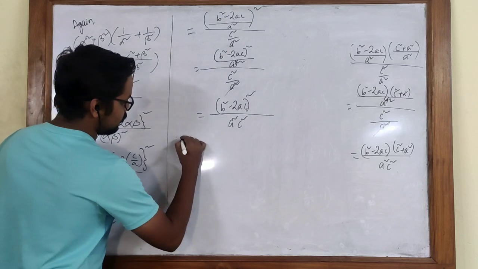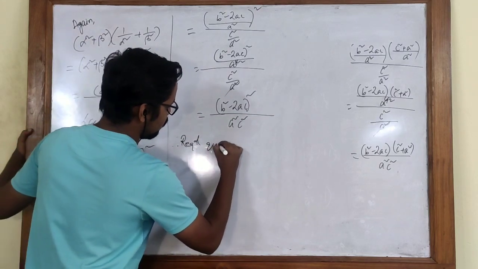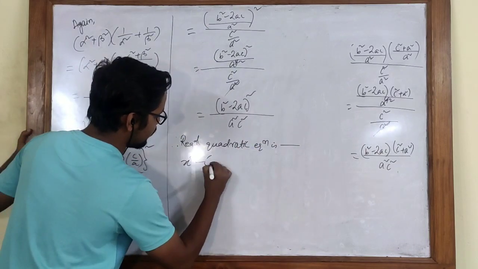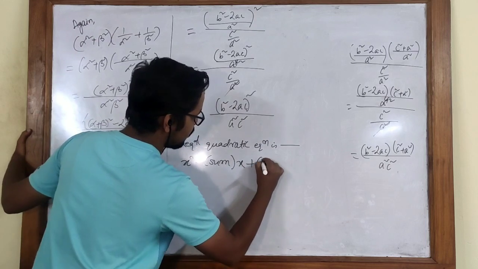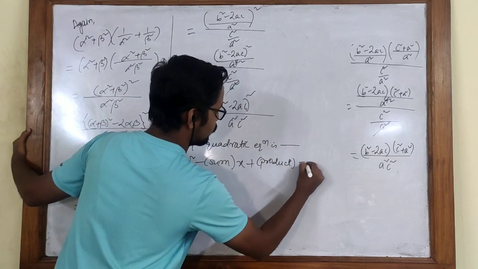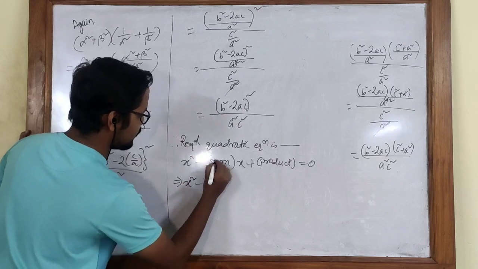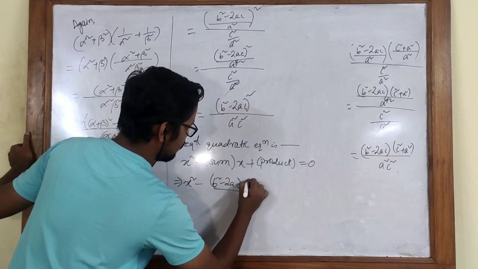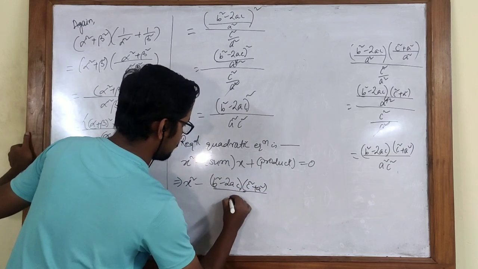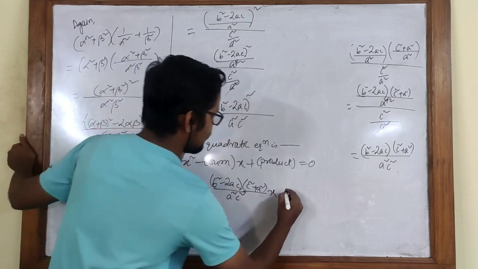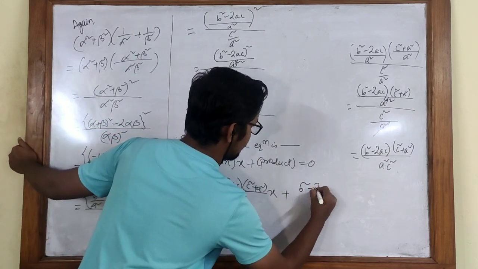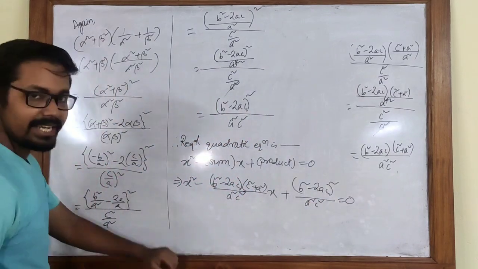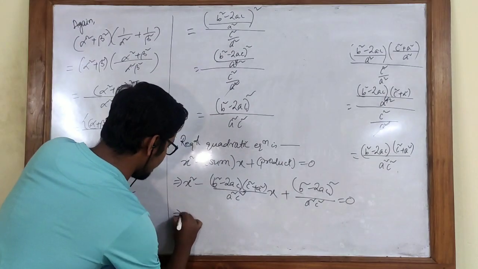Therefore the required quadratic equation is x square minus sum of roots into x plus product of roots is equal to 0. So x square minus the sum, which is (b square minus 2ac) into (c square plus a square) by a square c square, into x plus (b square minus 2ac) whole square by a square c square is equal to 0. So let us take the LCM. The LCM will be a square c square.